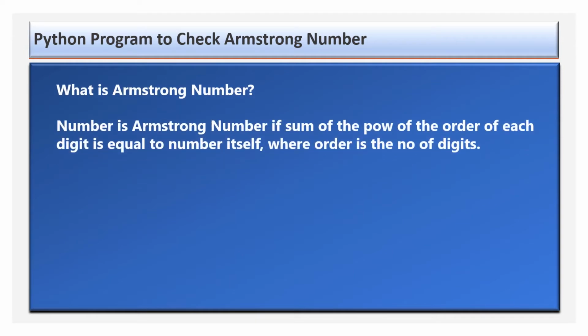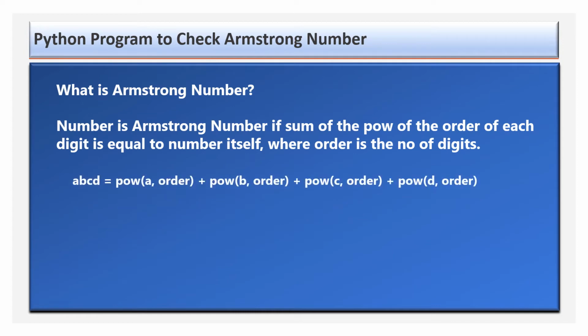So in this video I'm going to talk about the Armstrong number. So what is an Armstrong number? An Armstrong number is a number where the sum of the power of each digit is equal to the number itself, and the power is nothing but the order, and order is nothing but the number of digits in the number. So let's take an example.